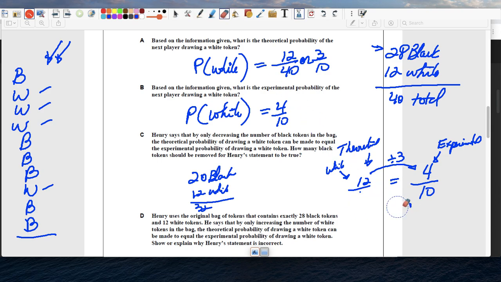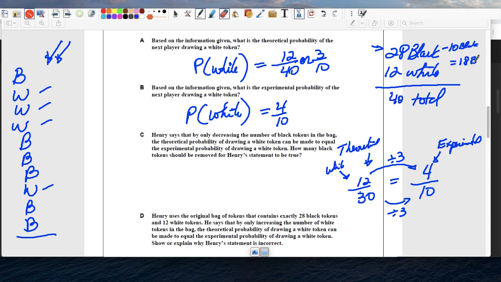So I need to figure out what total I can divide by 3 to give me 10. That has to be 30. So I have to change the total number of tokens from 40 to 30. And how can I do that? Well, one way is to remove black tokens, as they said. If I have 40 tokens right now and I want to make it 30, I can remove 10 black tokens. So if I remove 10 black tokens, I am left with 18 black tokens.